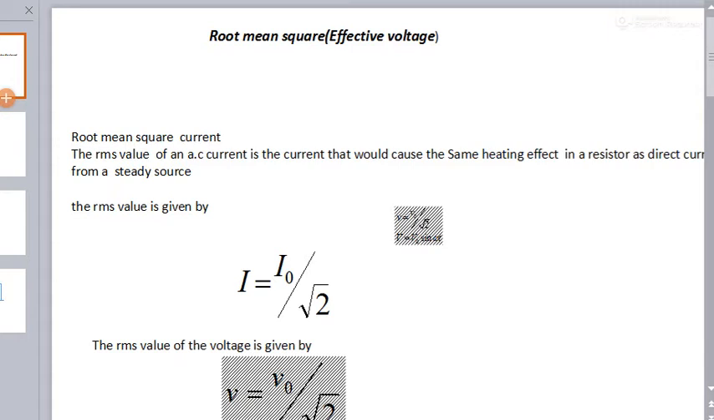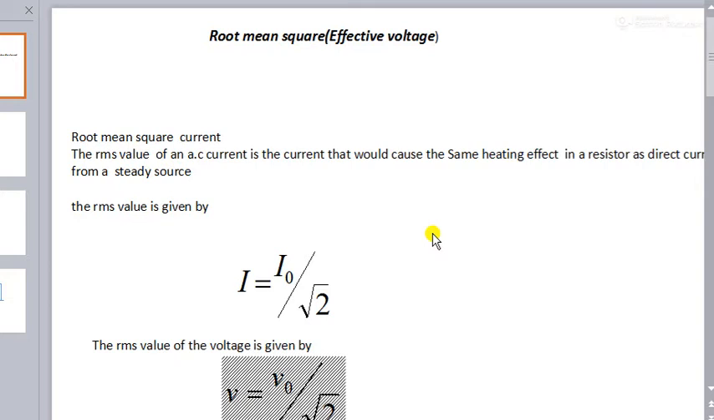So first of all, before we go on to describe the behavior of these components, we need to do an overview of what we have done before, and we have to start from this point: the root mean square, or the effective voltage or current. I placed there on the screen the effective voltage, but more often we'll say the effective current.